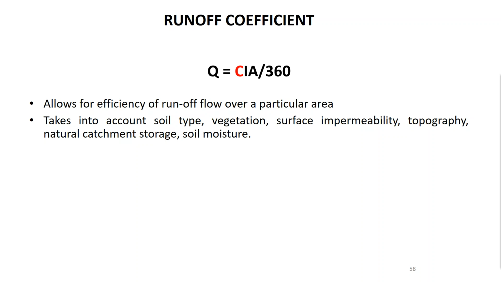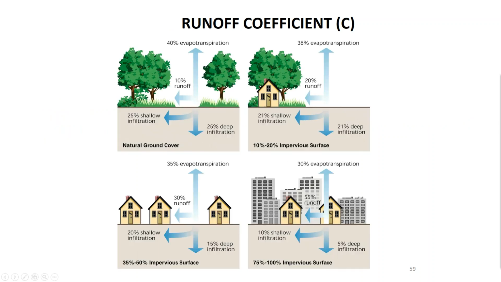So it takes into account soil types, because clays, for example, would have a very low infiltration, so very high C. Sands would have high infiltration, and therefore the C would be lower. Vegetation can prevent surface impermeability, topography. On steeper slopes, the water is flowing faster over the slope, therefore it has less opportunity to soak in. Natural catchment storage and soil moisture. So those all come into account with the C value. Just to give you a better idea of what we're looking at here.